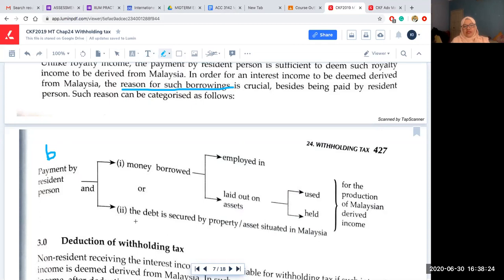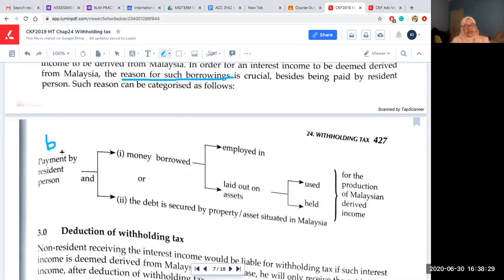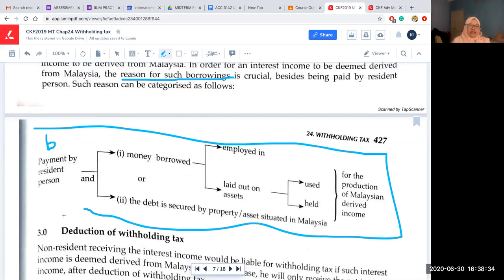Alright, do you understand this? Very important, yeah. Very important for you to understand the derivation of interest income in Malaysia.